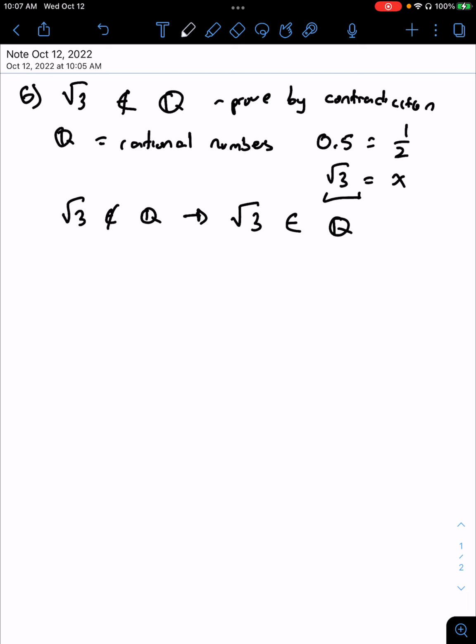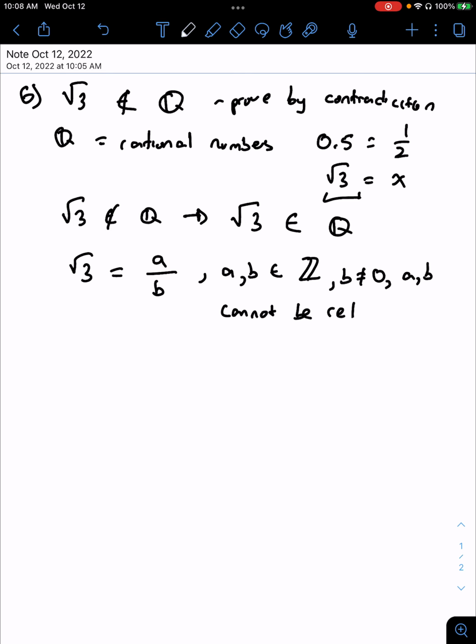So now we can write radical 3 is equal to a over b, where a and b are just integers, and b cannot be 0, and then a and b cannot be reduced more, right? That's just what the TA told us. And then once you have that, this is just the logistics behind it, and you go from here.